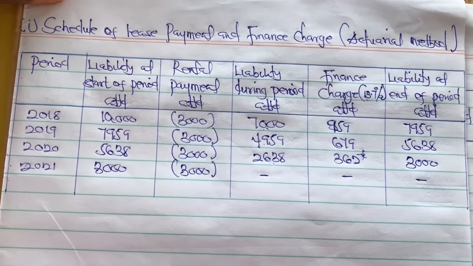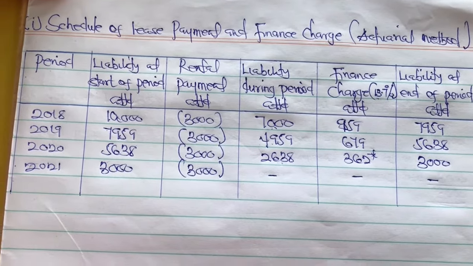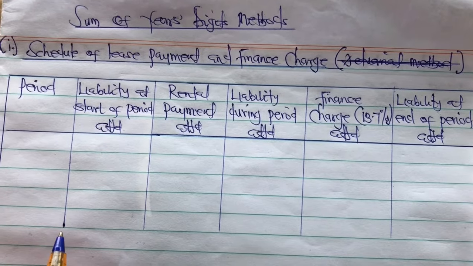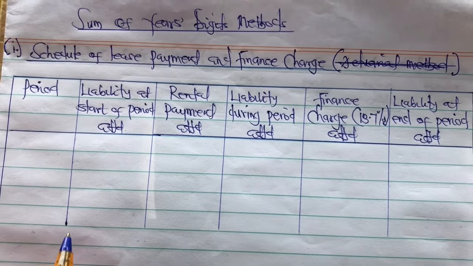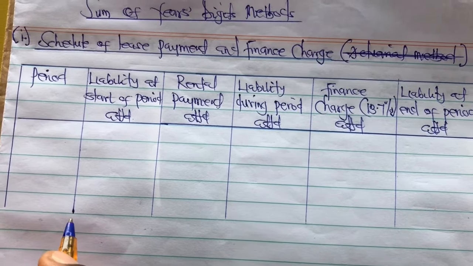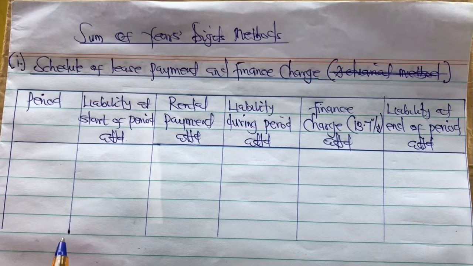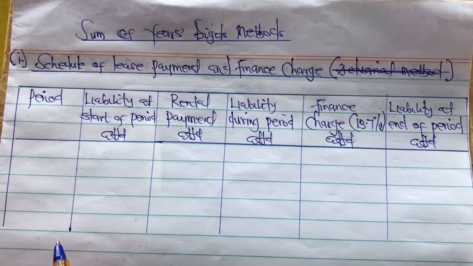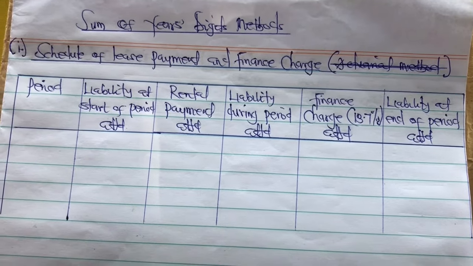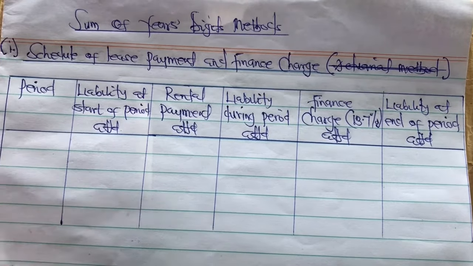So let's look at how we prepare this schedule using the sum of years digits method. We are still on requirement I. This time we are going to use the sum of years digits method to determine the schedule for lease payment and the finance charge. But before we do that, because we are using the sum of years digits method, we have to first of all determine the total finance charge. We've already done that when we used the straight line method, but let's take this opportunity to do it again.